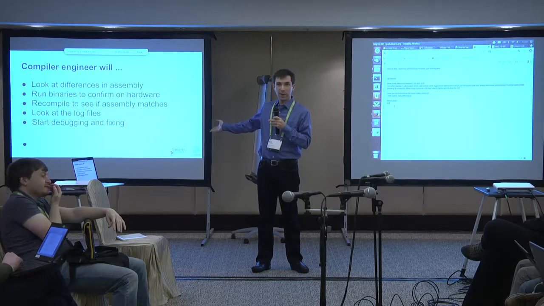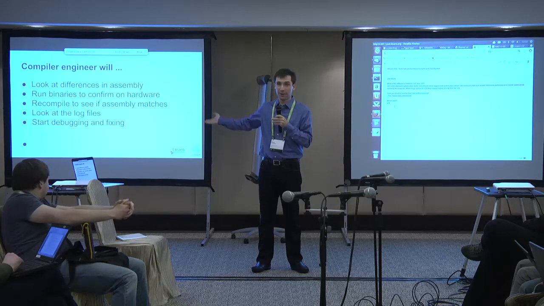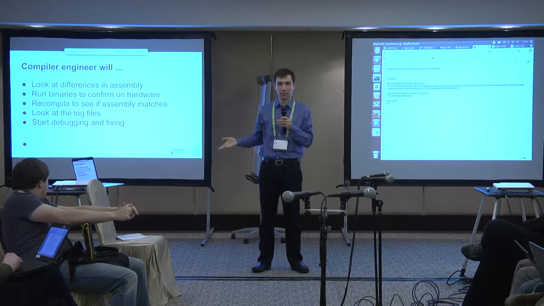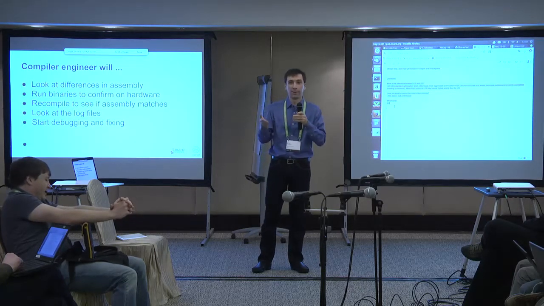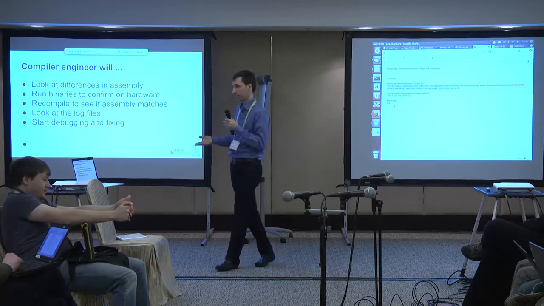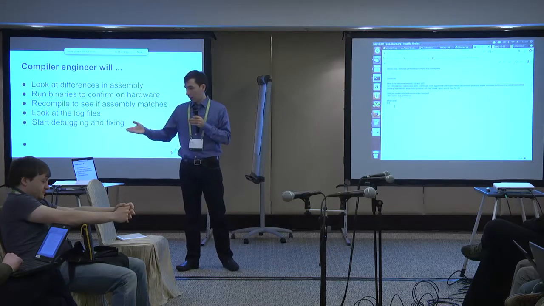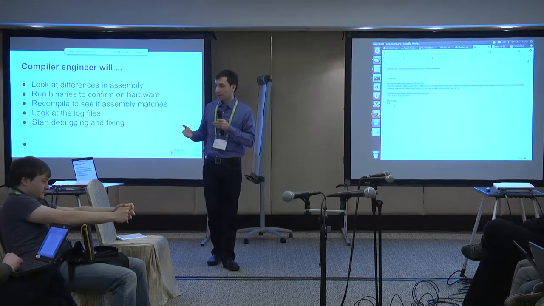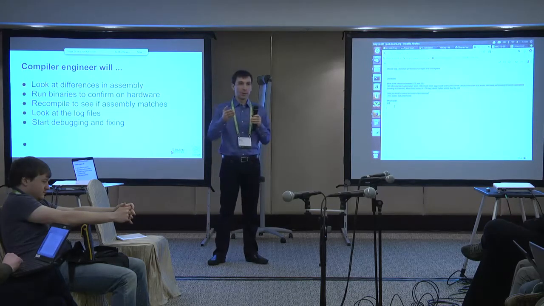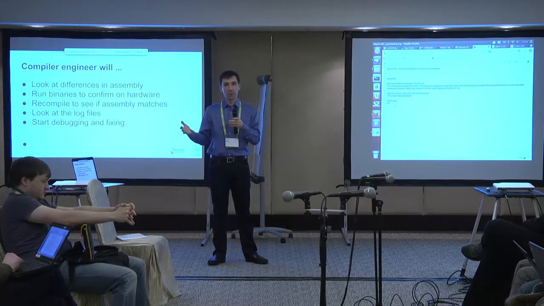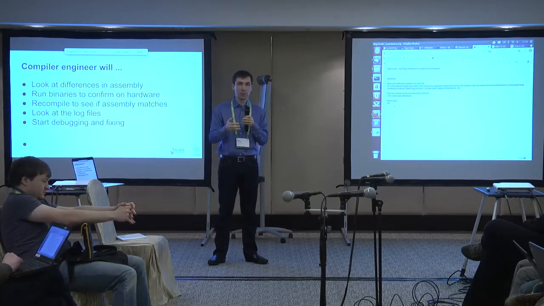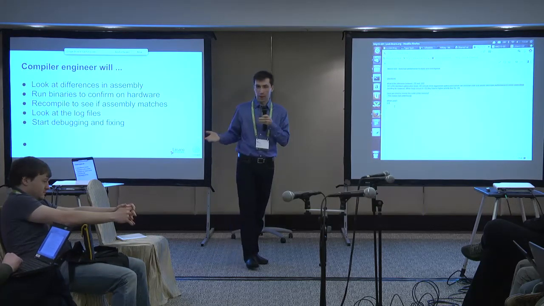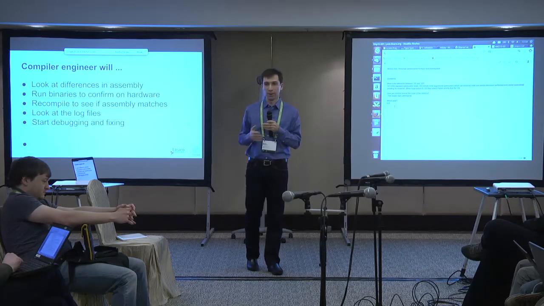Right now you cannot say that there is a bug in the scheduler, right? Because the scheduler did everything right with the information it was given. It didn't know about this particular feature of a particular CPU model. The compiler engineer will look at the difference in assembly, run the binaries that you have provided, recompile them to make sure that he can still reproduce the problem with a newer compiler, and start debugging and fixing the compiler.